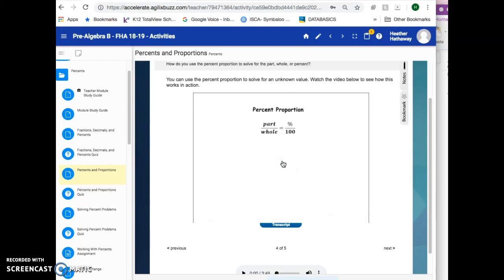A very handy proportion to use when you are solving percent problems. Remember, you could be solving for the part, the whole, or the percent.